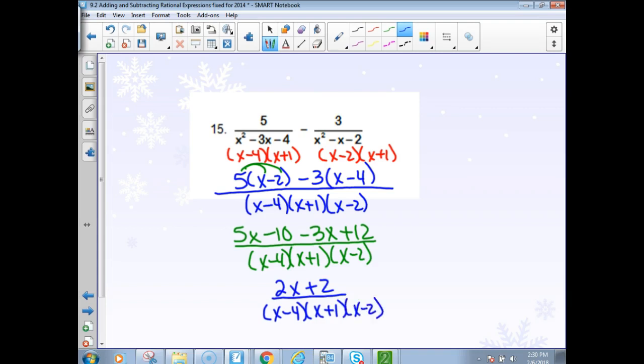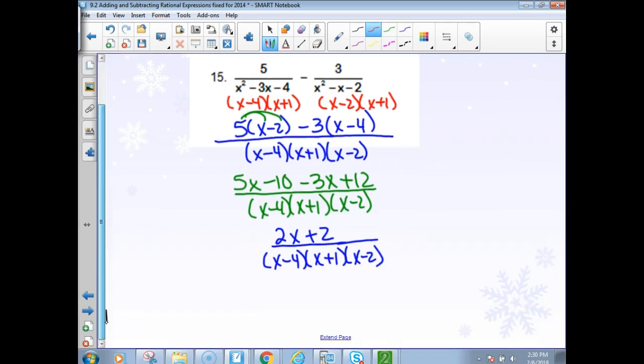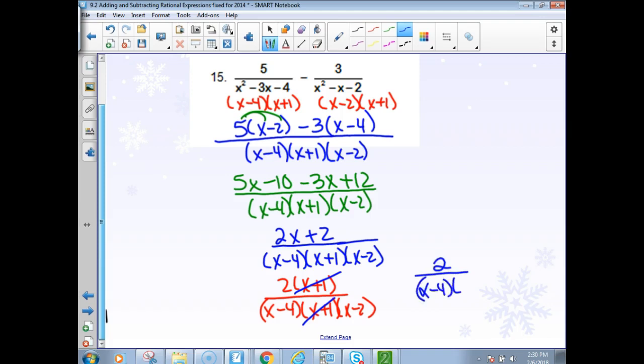Yeah, we can factor out a 2 on the top. So 2 times x plus 1. I'm showing everything. If you have a shortened step, that's okay. I can show that I can cancel out x plus 1 because they're both in parentheses, and you're not splitting anybody up. Okay, so the final answer is 2 over x minus 4 times x minus 2.